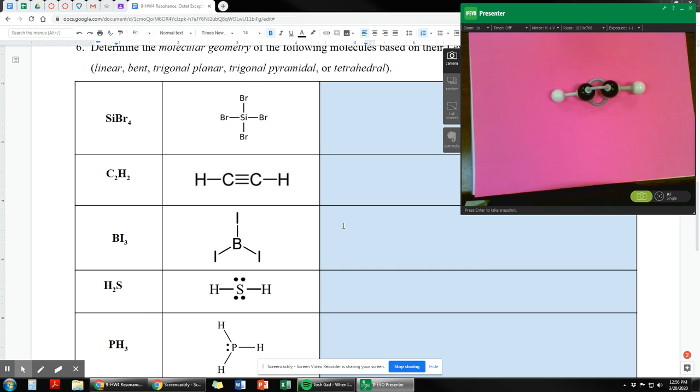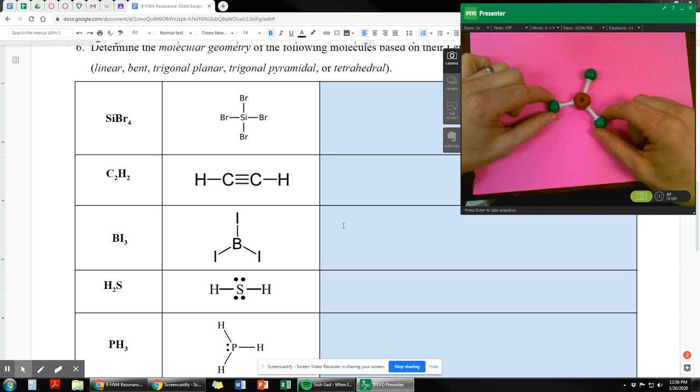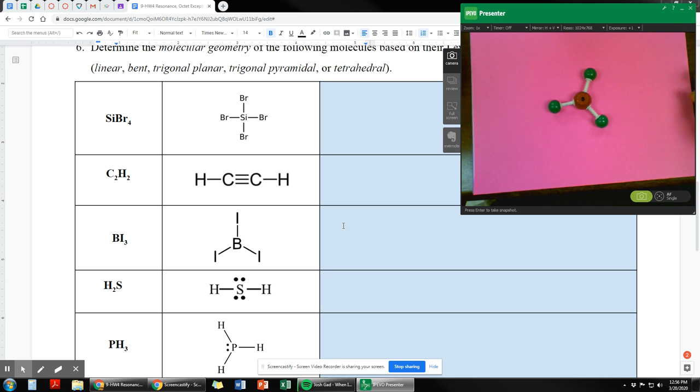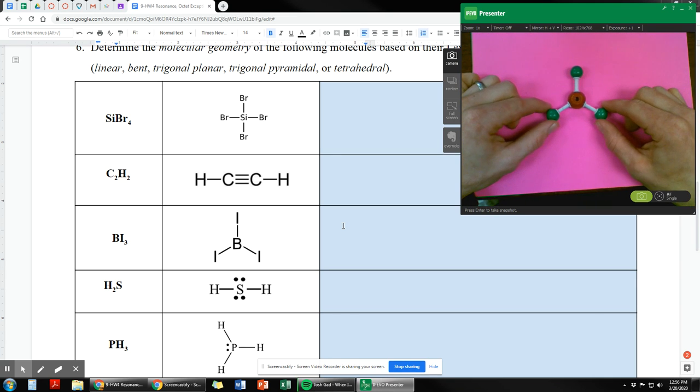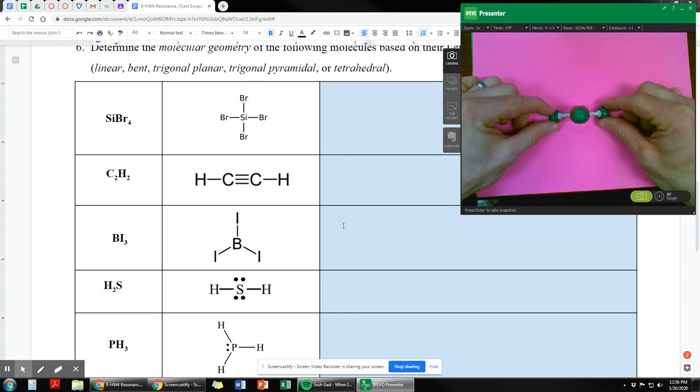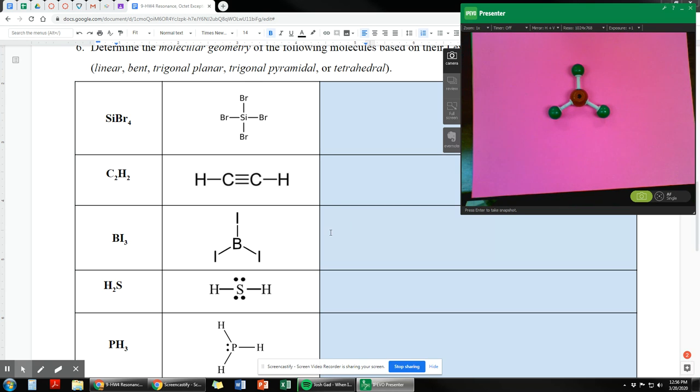IB3, or BI3. So here we go. We have 3 things attached. There are no non-bonding pairs, so it spreads out 120 degrees. And this is what's called trigonal planar. Again, it looks like a triangle. And it's flat. See how flat that is?